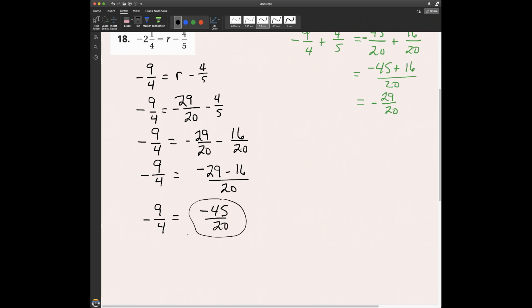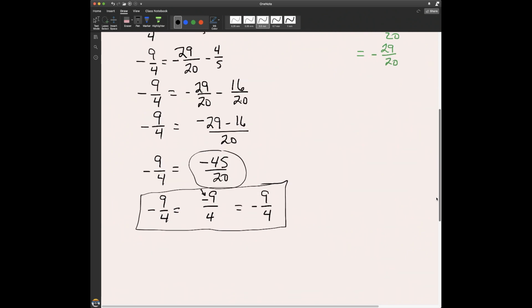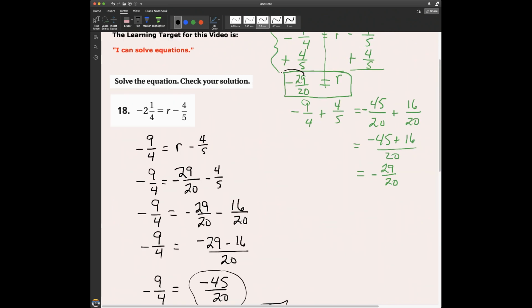And can I simplify this over here? I can. I can divide the numerator and the denominator by 5. So this becomes -9 over 4. And this negative sign that's here, I can go ahead and move that right there in front. All right, so in fact, this is correct, which means -29 over 20 is the correct solution.